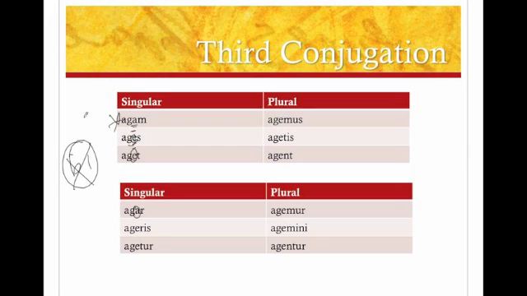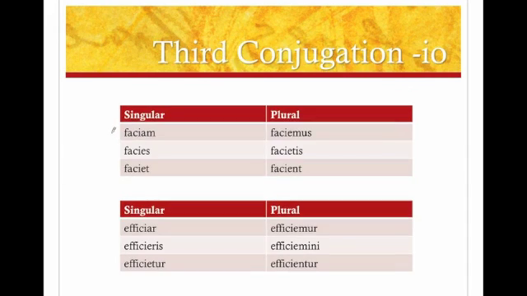And these endings, so the third and fourth, are going to be the same regardless of conjugation. So faciam, facies, faciet, faciemus, facietis, facient, and our a in our first person singular, but the e throughout. And in the passive, efficiar, efficieris, efficietur, efficiemur, efficiemini, efficientur. A in the first person singular, e everywhere else.